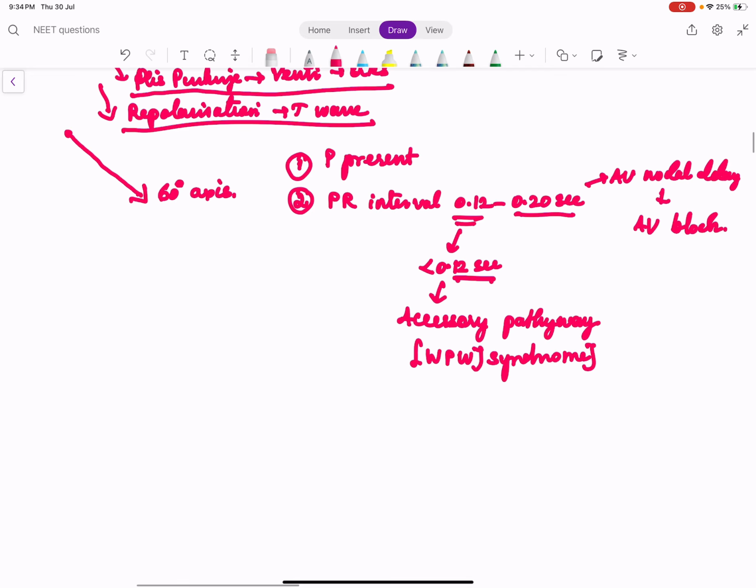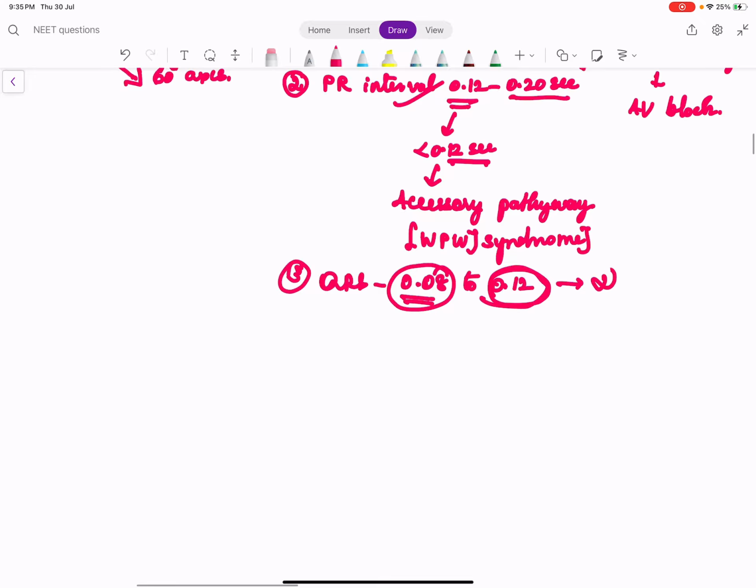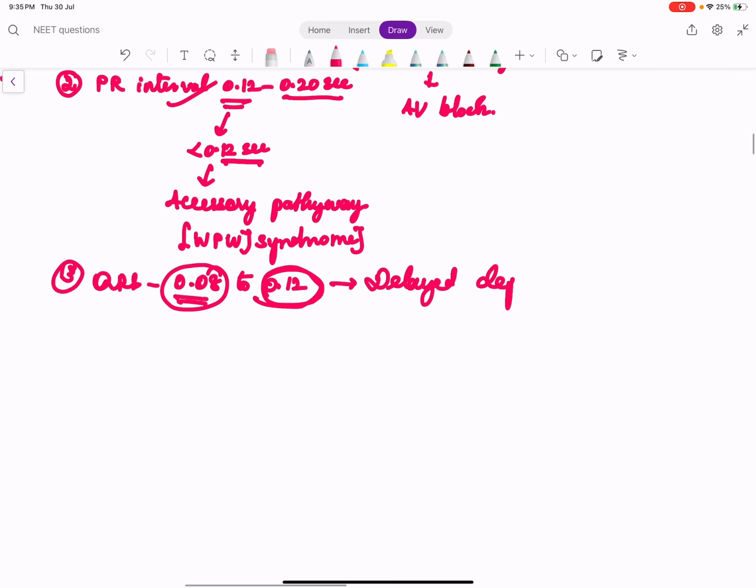So the P wave should be present, the PR interval should be normal, and the QRS duration should be 0.08 to 0.12 seconds. Suppose it is less than that, there is fast depolarization. Usually we don't get it. If QRS is more than 0.12 seconds, there is a delayed depolarization of the ventricle, which means something is problematic with the ventricles.